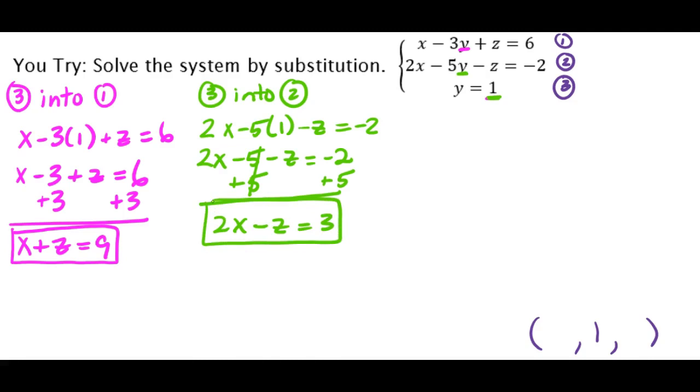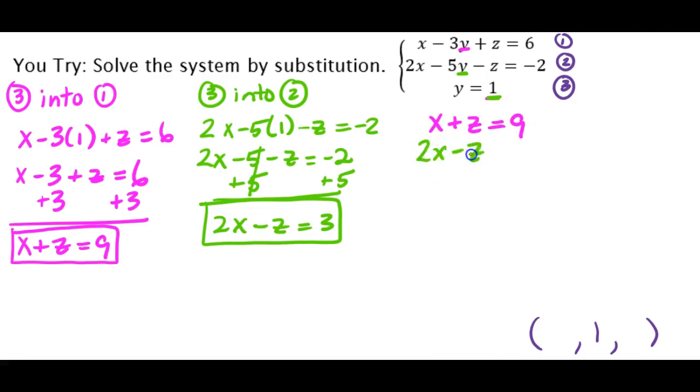So now if you look at my pink equation and my green equation, I now have two equations with the same two variables. So now I'm going to set them up with each other, and I'm going to solve it like a system of two equations like we've been doing for the past few lessons.